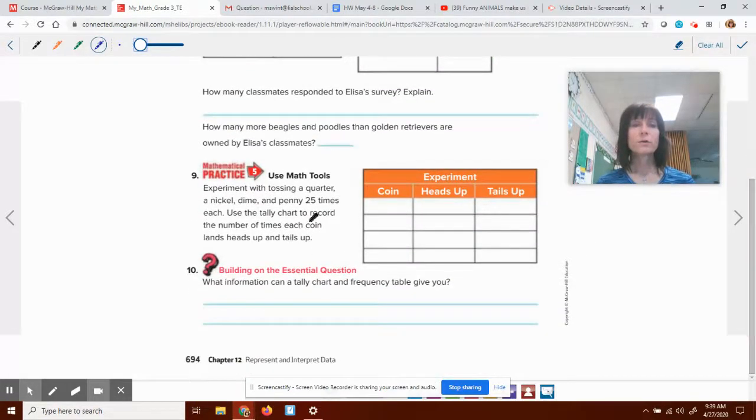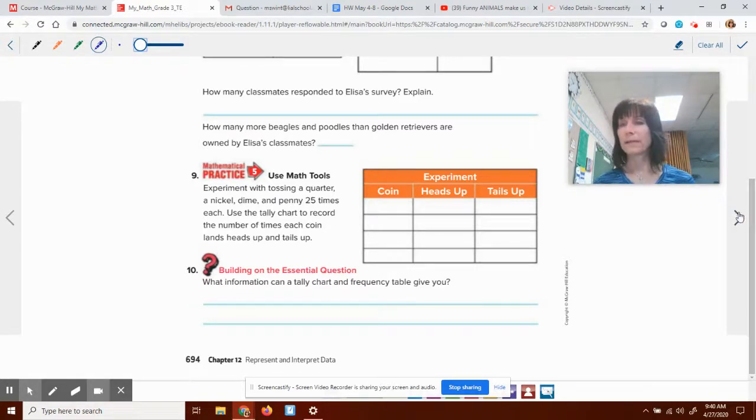Experiment with tossing a quarter. Borrow a quarter from mom, dad, or your brother, or look in the couch cushions, maybe. Experiment with tossing a quarter, a nickel, a dime, and a penny 25 times. You need one of each. So here's my dime: how many times was it heads up, how many times was it tails, and then do the quarter, and then the penny, and then the nickel. What information can a tally chart and frequency table give you? It's all up to you there.